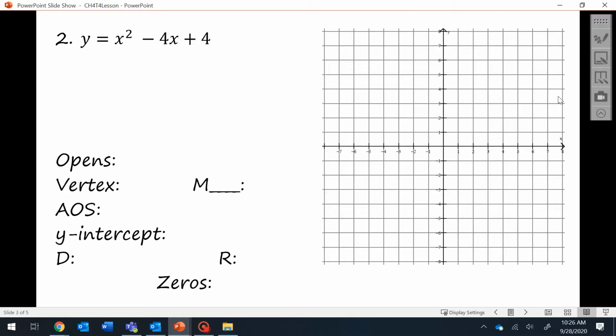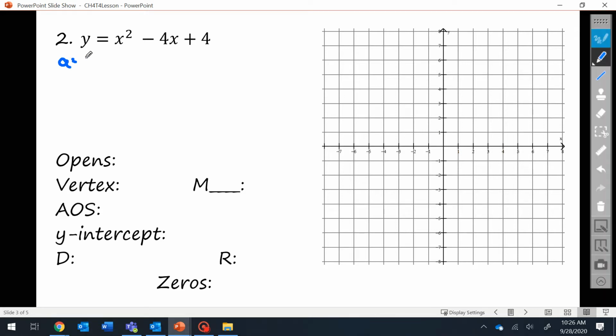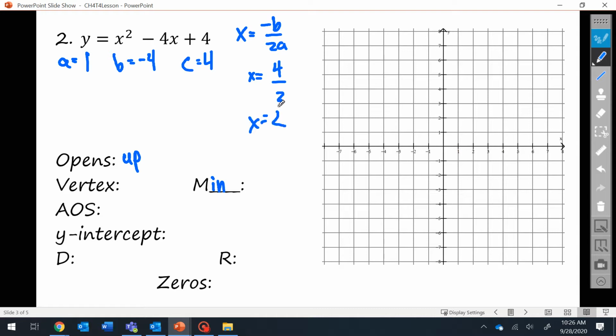Let's look at another one, x squared minus 4x plus 4. Once again, this is in standard form, so I can identify the a, b, and c values. A is 1, B is -4, C is 4. It opens up because A is 1, which means that it has a minimum. To find the axis of symmetry, negative B over 2A, which is 4 over 2, which is 2.